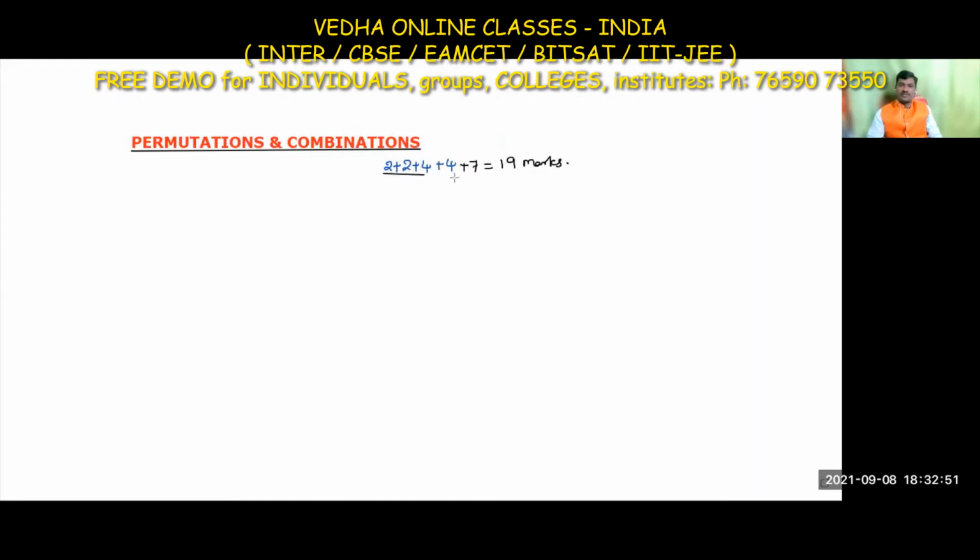And what topics are deleted? If we discuss the deleted portion, the deleted portion is permutations when repetitions are allowed. Circular permutations are deleted, and permutations with constraint repetitions. All these are deleted. Other than that, we'll discuss the problems in the remaining topics.